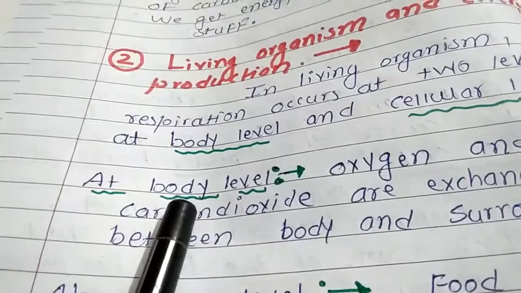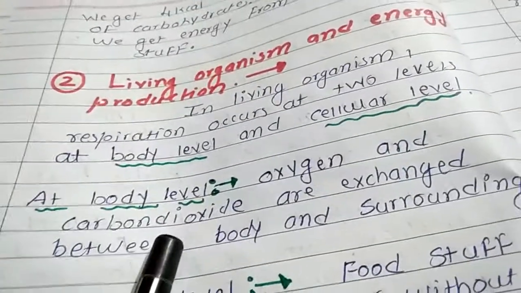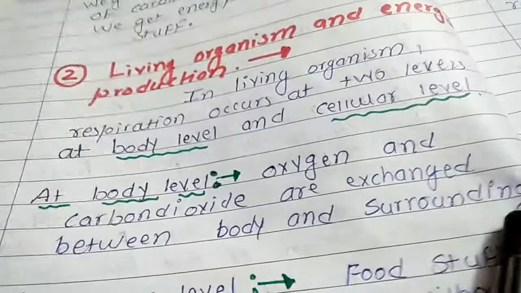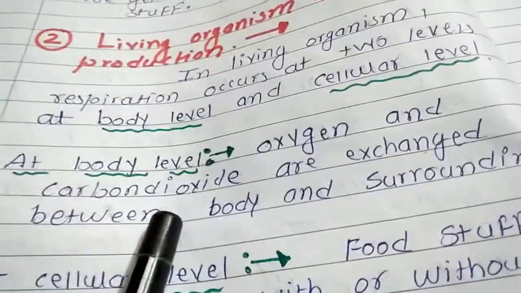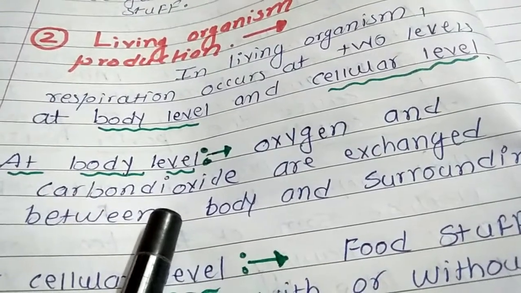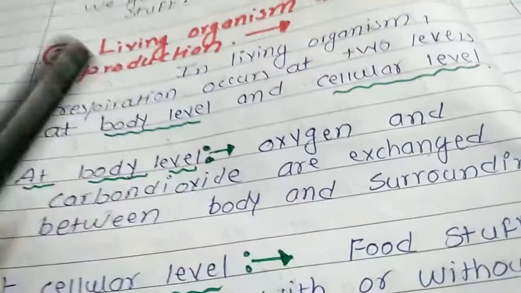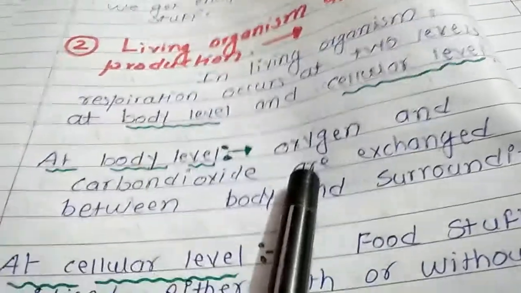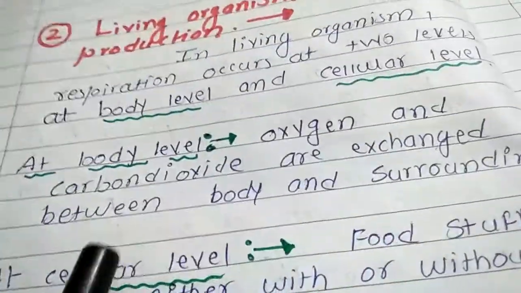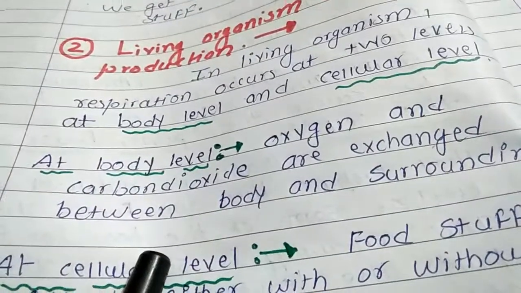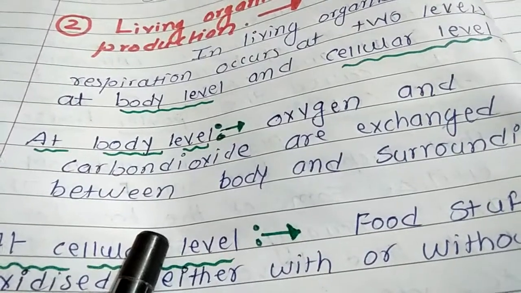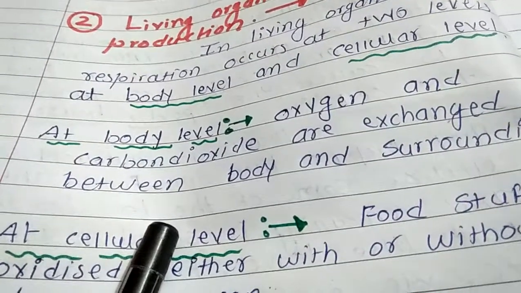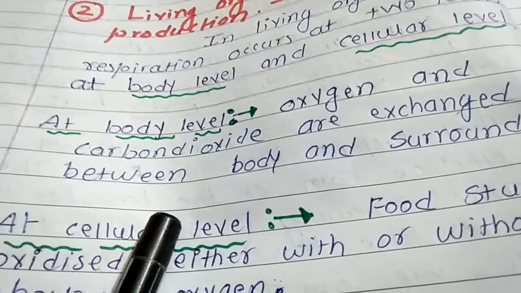What happens at body level? Oxygen and carbon dioxide are exchanged between the body and the surroundings in our respiratory system. Oxygen is taken into the body and carbon dioxide is released out of the body. Therefore, there is an exchange of oxygen and carbon dioxide taking place in our body.